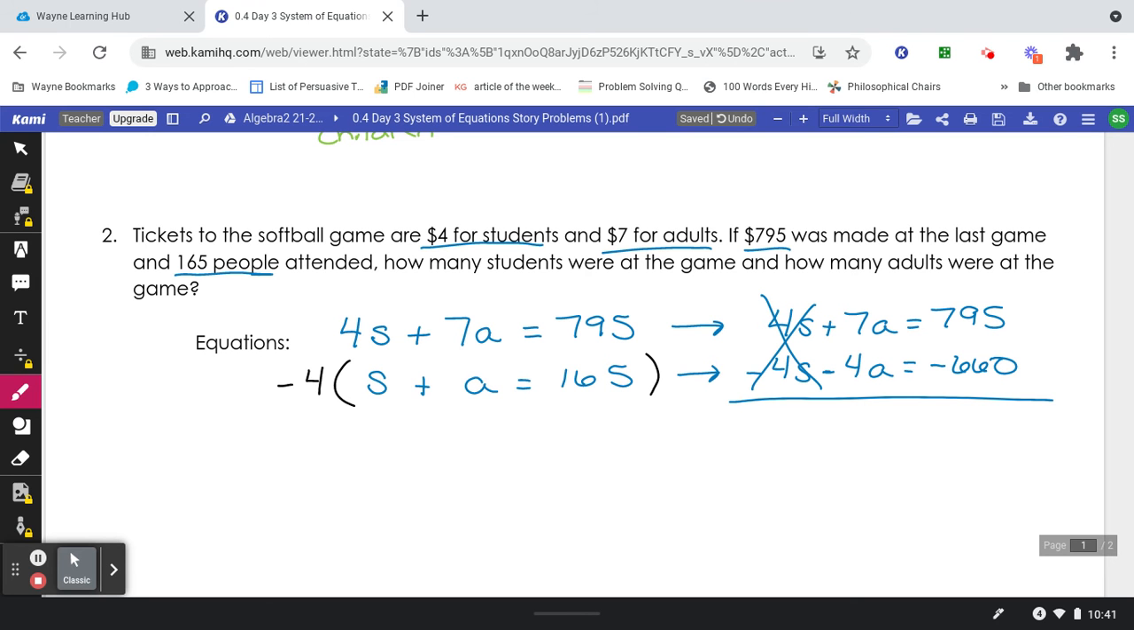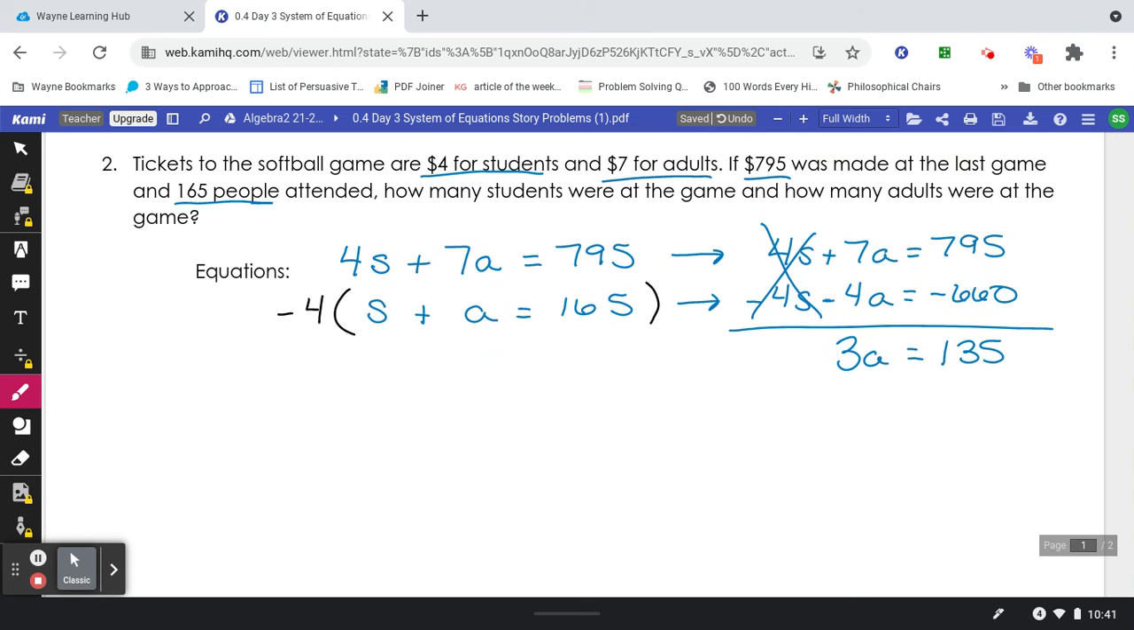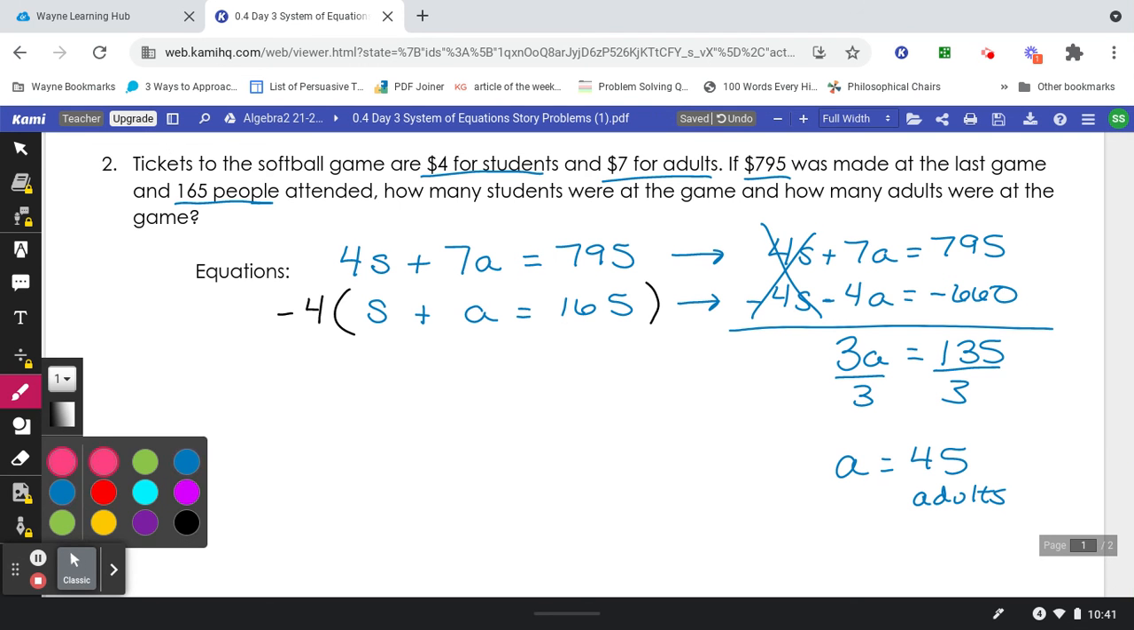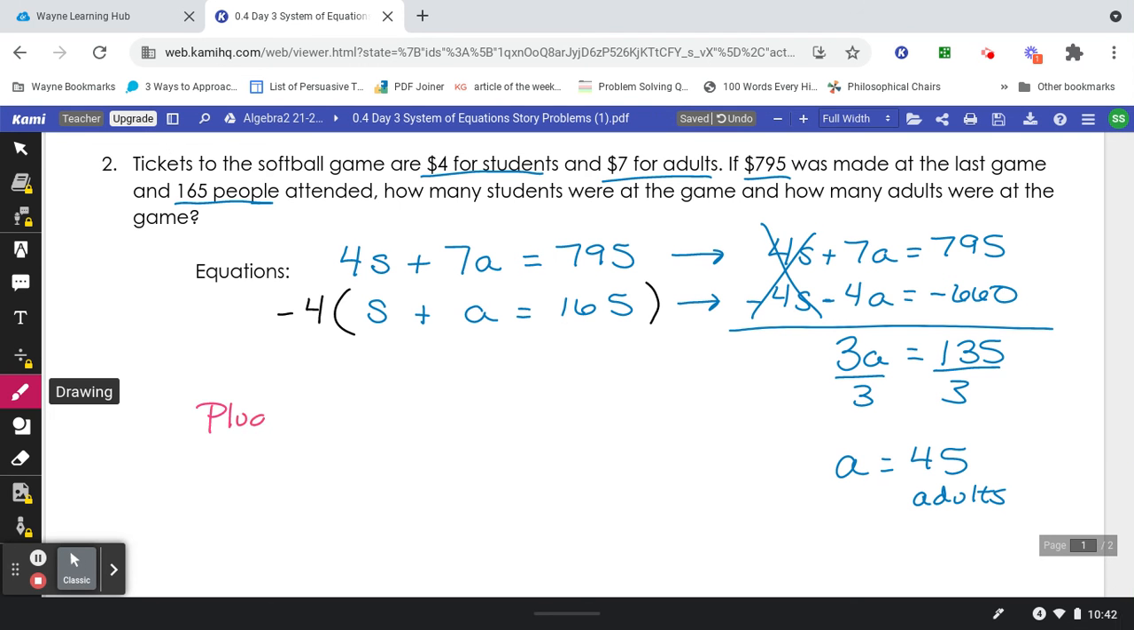Eliminate the S's and combine what's left. Divide by 3. A equals 45, and again, that's the number of adults. Once you found one answer, you can plug it in to any of the equations that you choose. Again, I think this one looks the easiest.